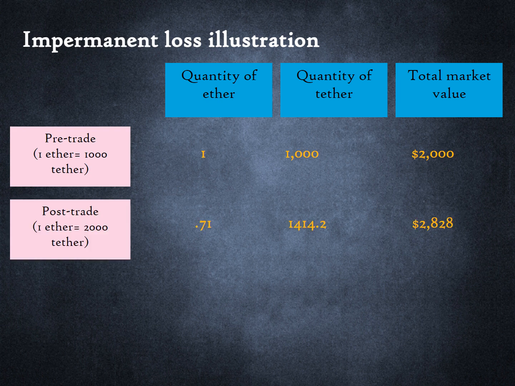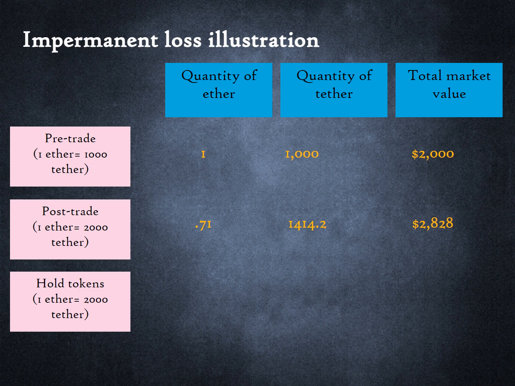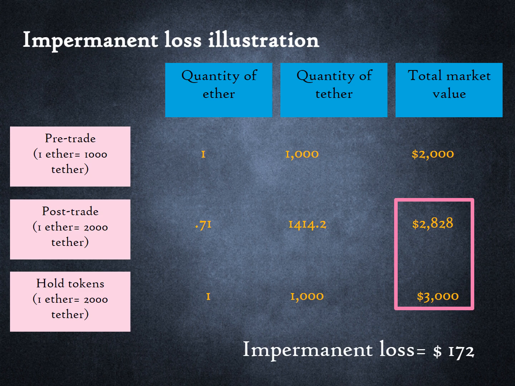But what if Alice had not contributed to the pool at all and merely held onto her tokens? The value of her tokens would now be $3,000. In this example, Alice's impermanent loss is the difference between $3,000 and $2,828, which is $172. It is loss accrued by the act of contributing to the pool.